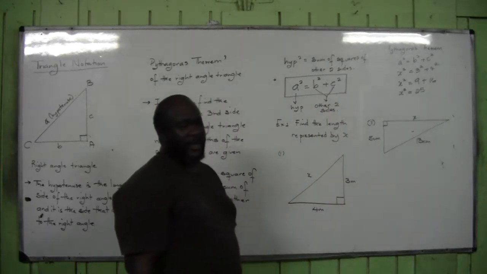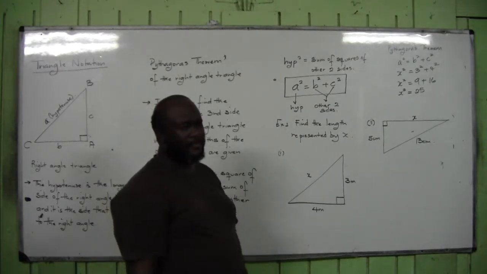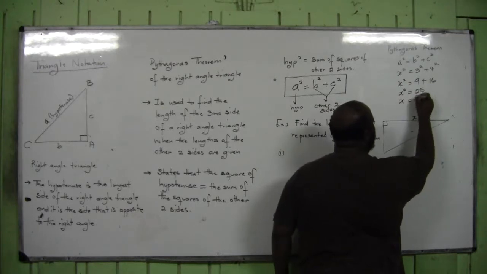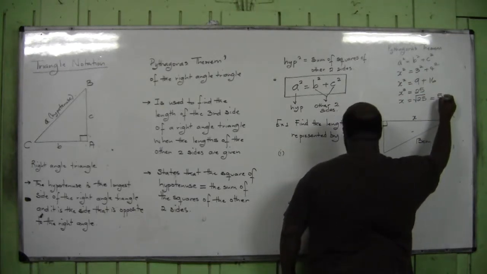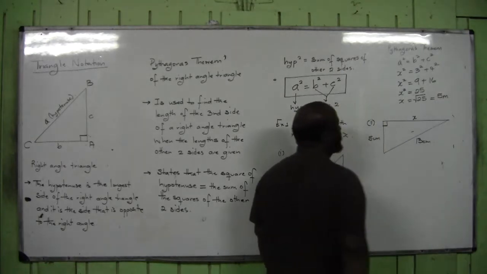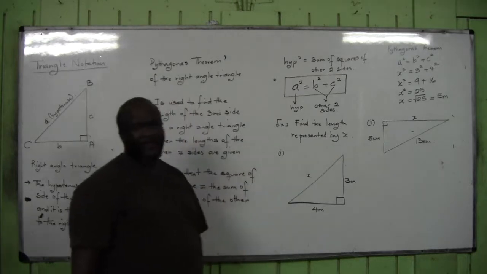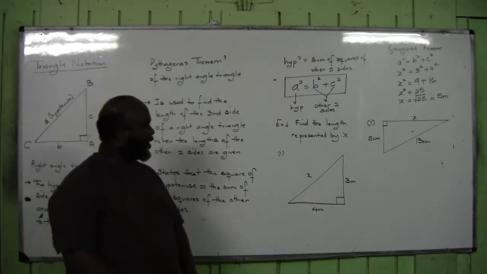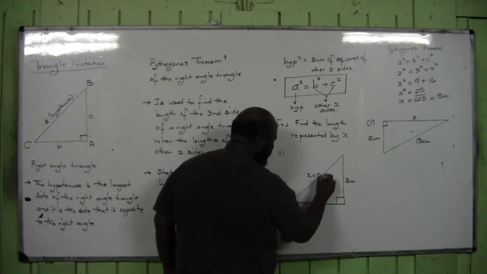If x squared is equal to 25, what is the opposite of square? Square root. X is the square root of 25, which is 5. The unit is meters. The length of this side is 5 meters. Again, Pythagoras Theorem, so let me write that in. So this is 5 meters.